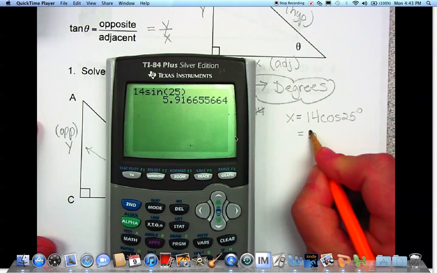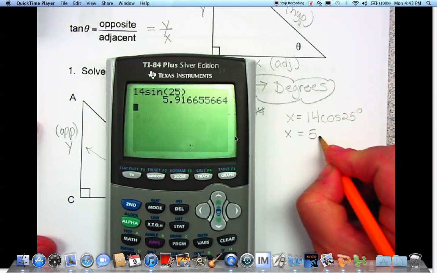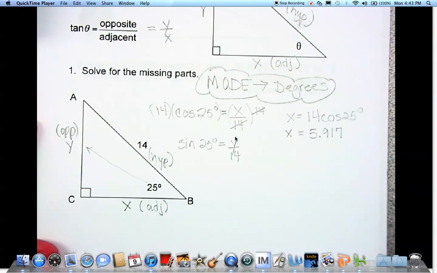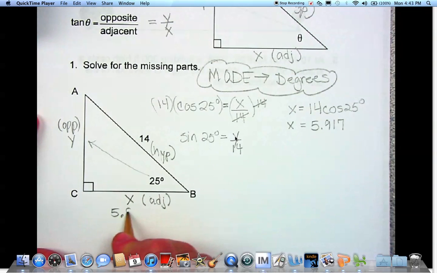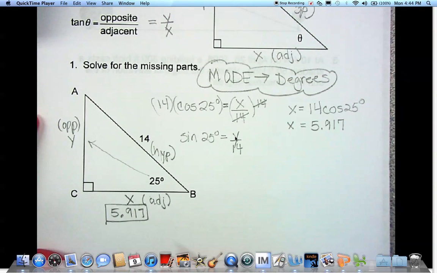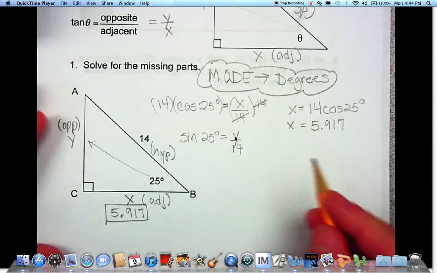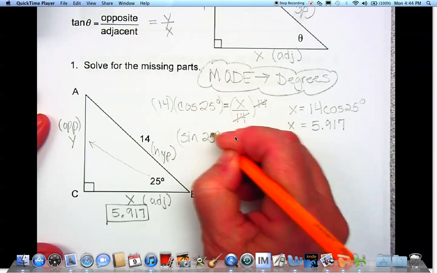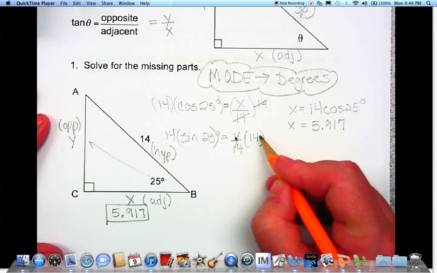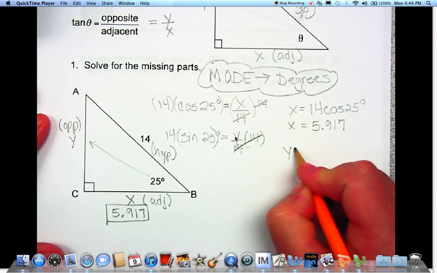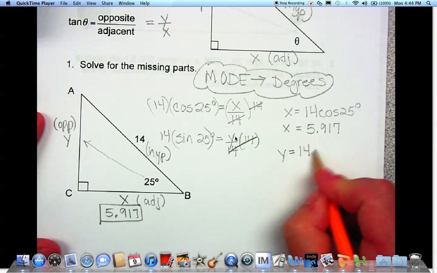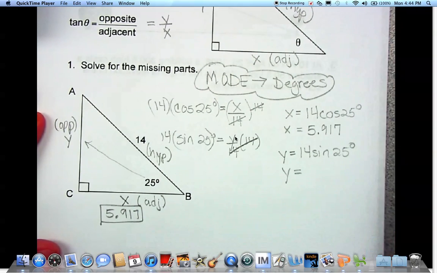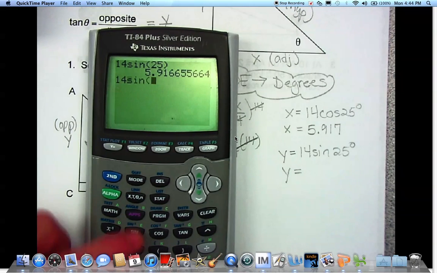And we're going to round sides to 3 decimal places. So this would be 5.917. So side x would be 5.917. Okay, and then we'll do the same thing with y. Multiply both sides by 14. Okay, so we get y equals 14 sine of 25 degrees. So we plug that in. 14 sine 25.